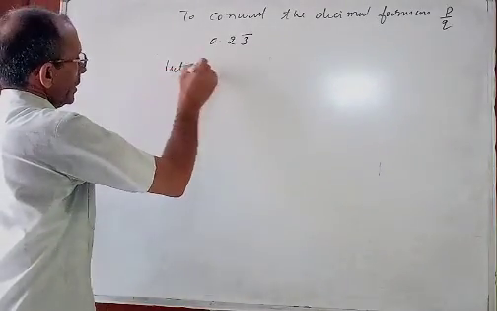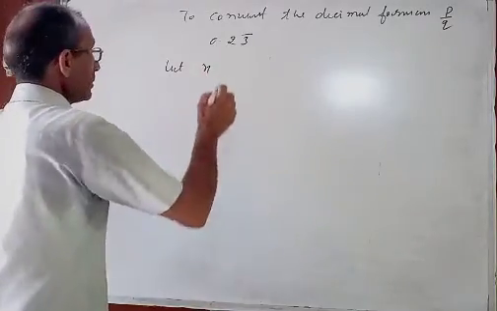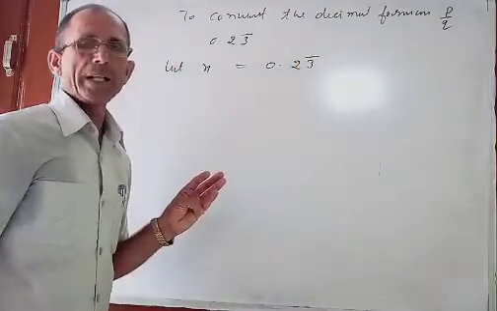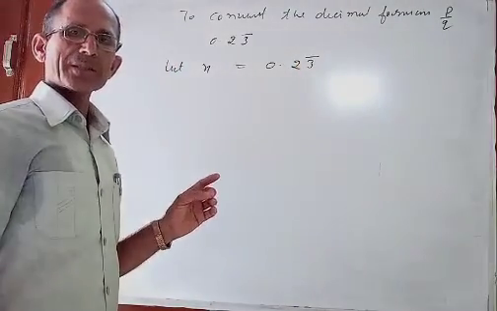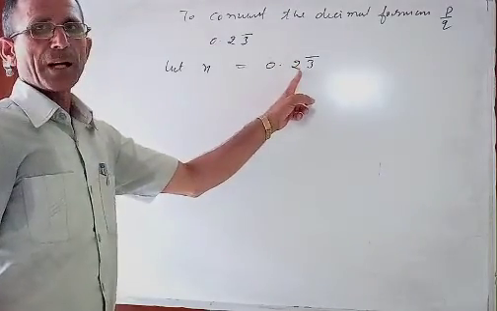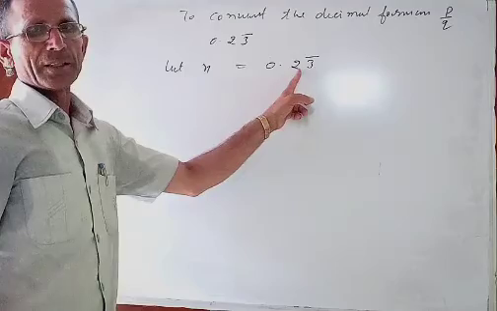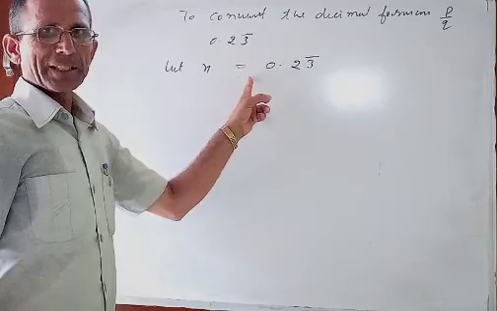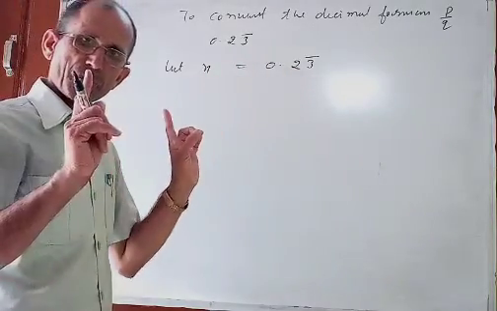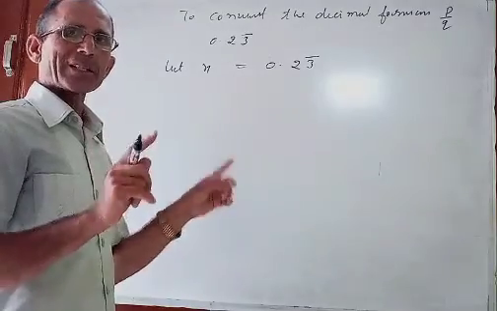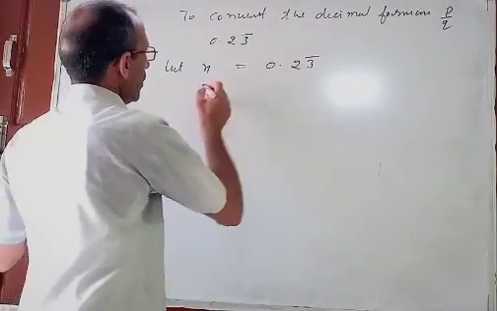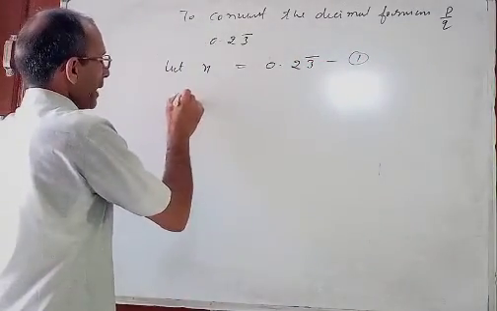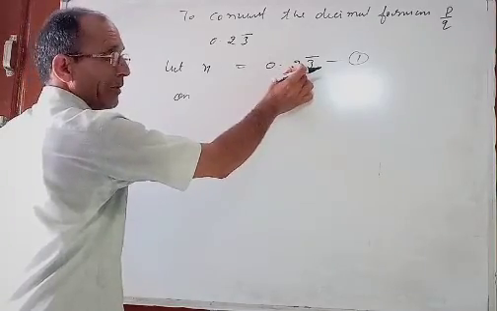So let x is equal to 0.23 bar. So friends, first step should be in your mind. What is without bar? 2 is without bar. So first of all, we will shift to this side. For shifting these sides, multiplying, because one digit is there. So multiplying both the sides by 10. This is equation number 1.